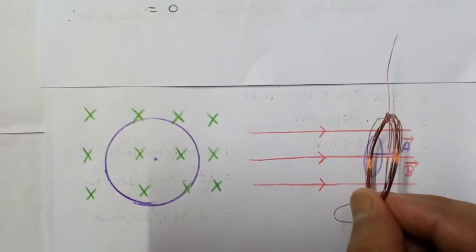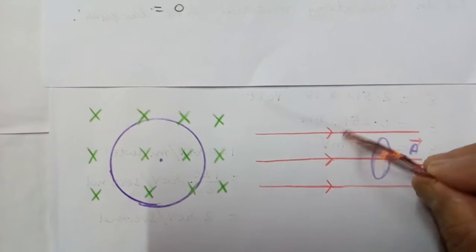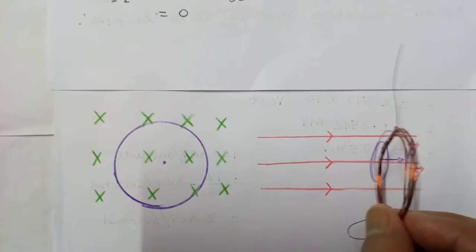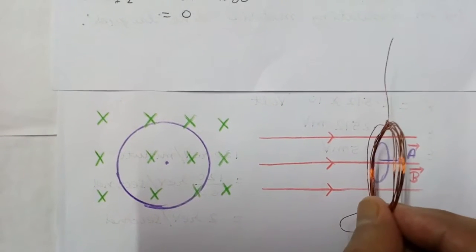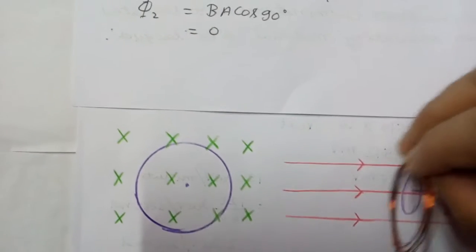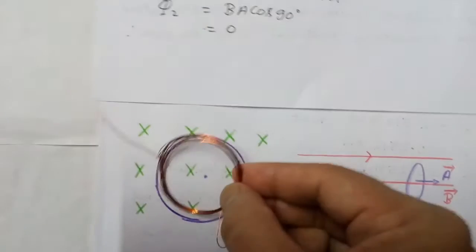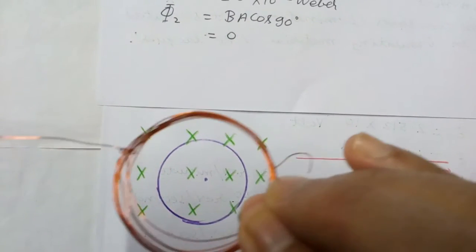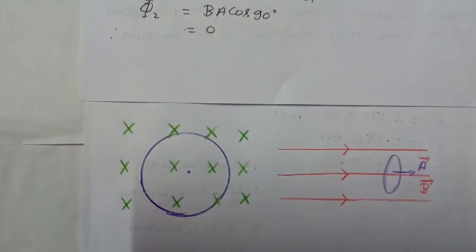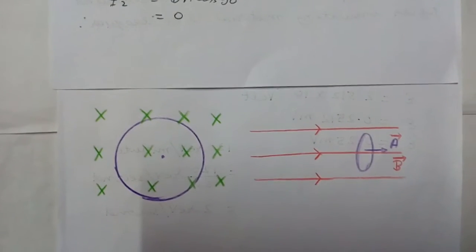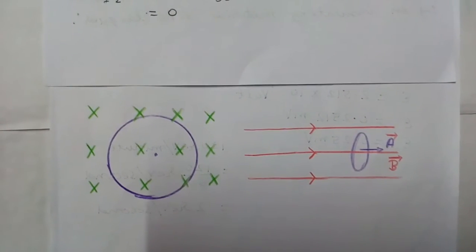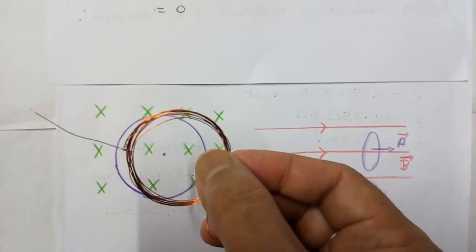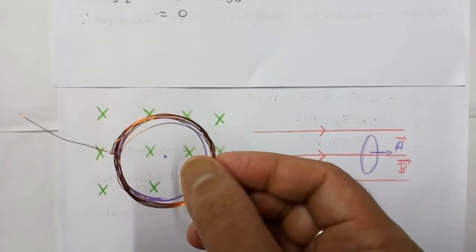So in one question it is rotated through 90 degree, and in other question part 2 it is rotated through 180 degree from this position to this position. See in this diagram from this position to this position. So there will be change in magnetic flux passing through this coil. So an induced EMF will be produced at the ends of the coil.